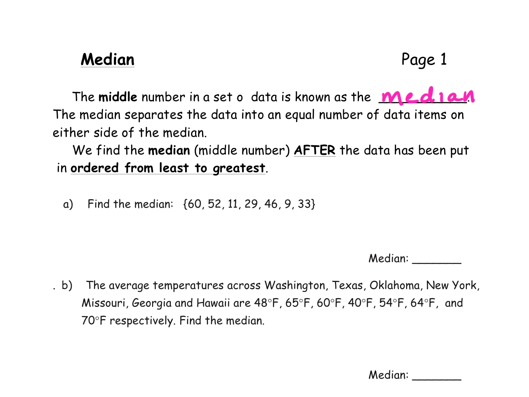For instance, right now, 29 sits in the middle of this data, but 29 is not the median. So we have to put the data items in order first. We order the numbers from least to greatest, and it's a good idea to cross them off as you go.